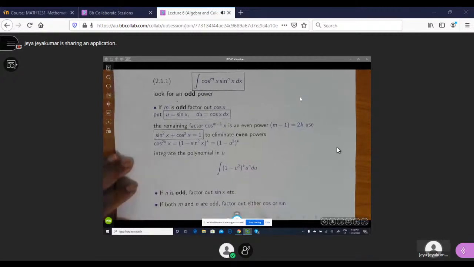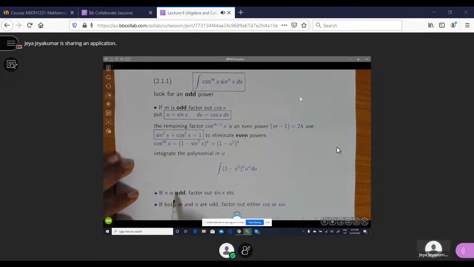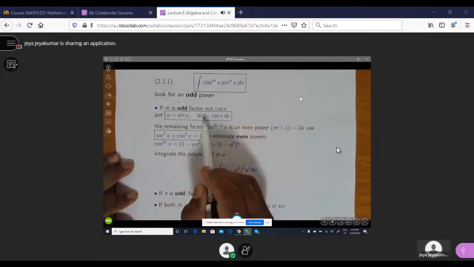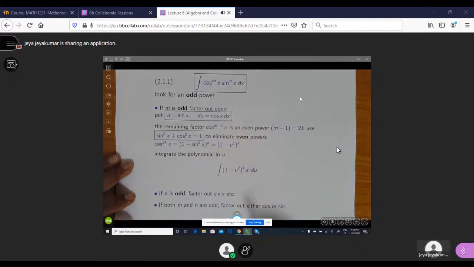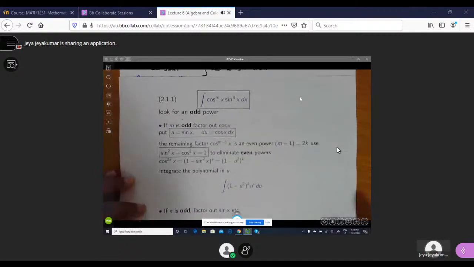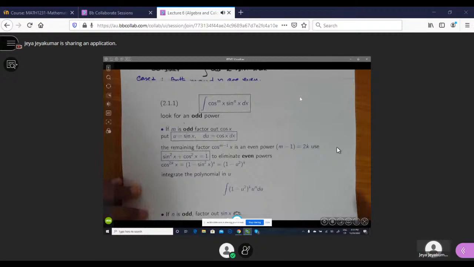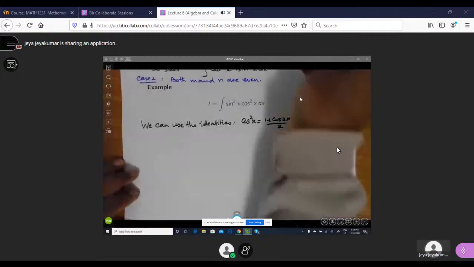If n is odd, you can factor out sine x as we did for the cosine. Right? If n is odd, you can factor out one sine and then use the identity to convert that into a simple polynomial form. So that's how this method works. What about if you have even powers? So that's the next one we want to look at.